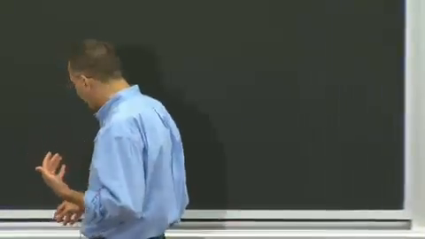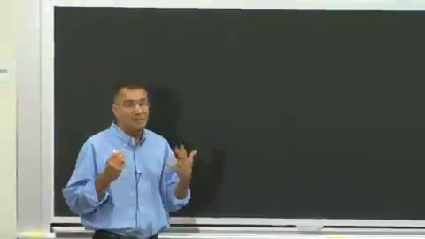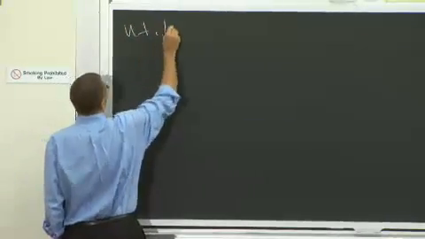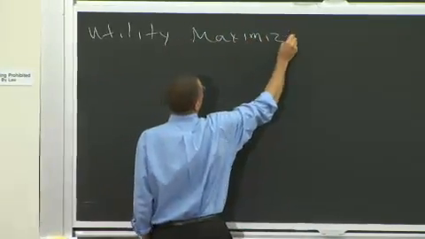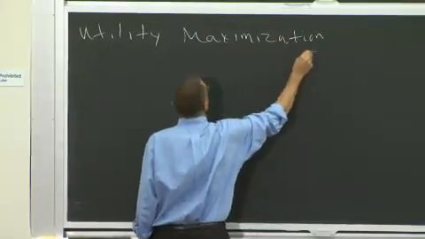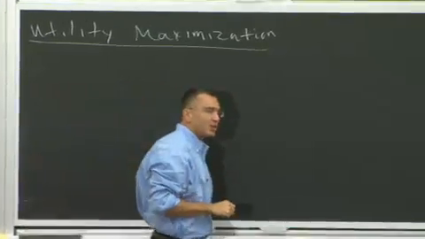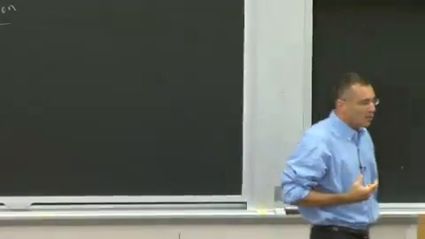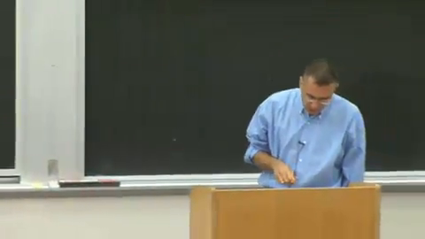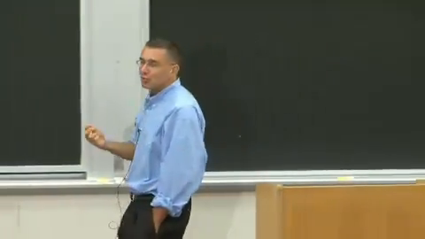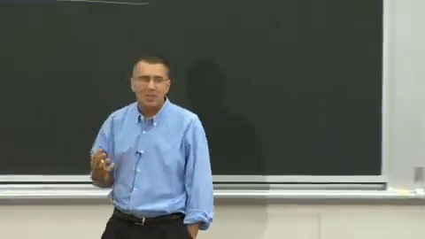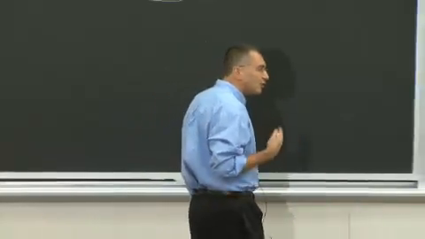And where it comes from, and where all consumer behavior comes from in economics, is utility maximization. That's where everything with consumers starts. That's the basic building block of consumer behavior. Okay? And this lecture will be about describing it.